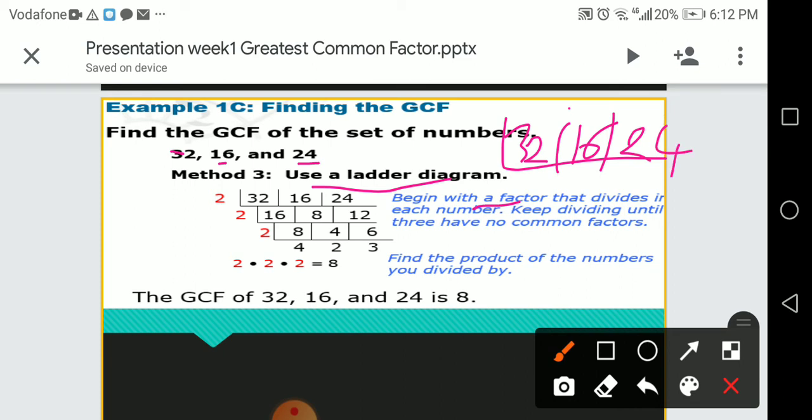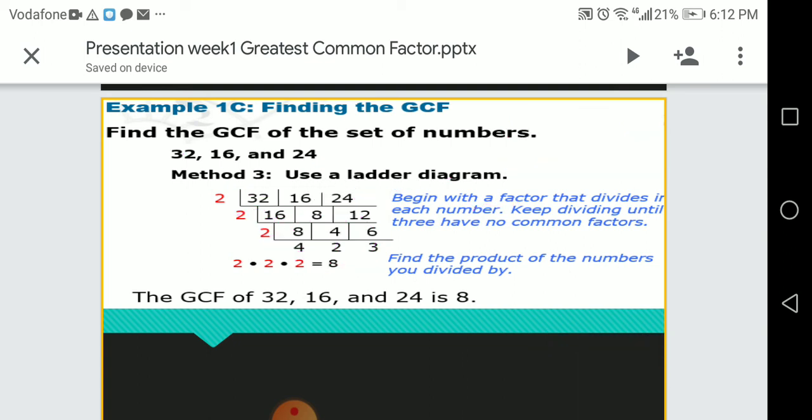Okay, after that, 32 divided by 2 gives you what? 16 down. 16 divided by 2 gives me 8. 24 divided by 2 gives me 12. Again, 16 divided by 2, 8. 8 divided by 2, 4. 12 divided by 2, 6. Then again, divided by 2: 8 divided by 2, 4. 4 divided by 2, 2. 6 divided by 2, 3. So, until I get here 4, 2, and 3, they don't have common factors. Okay, so it's 2, 2, 2.